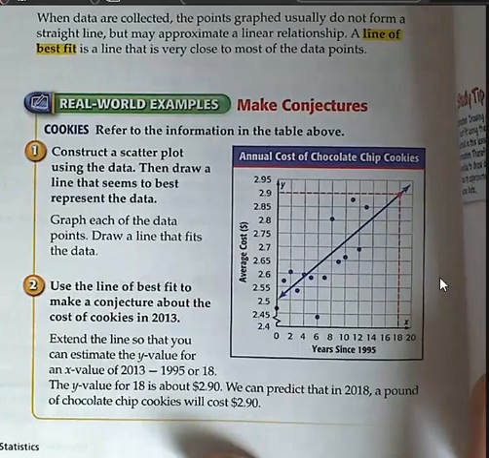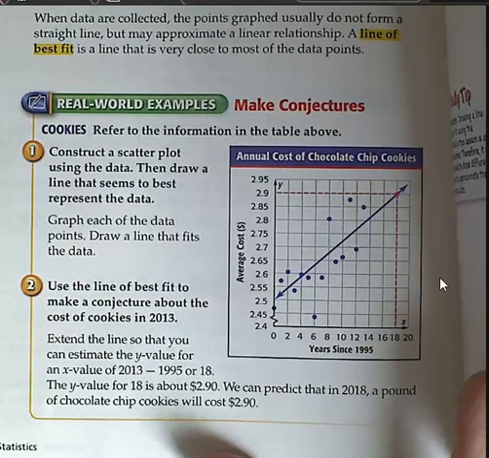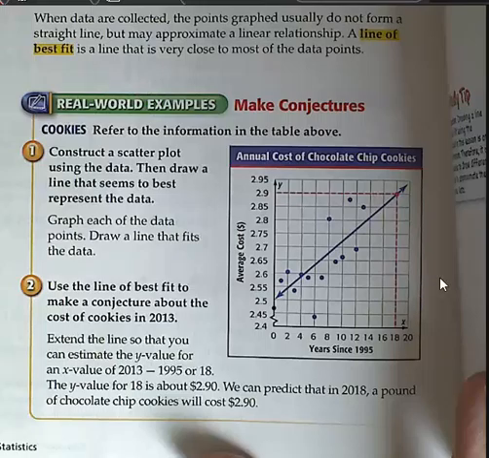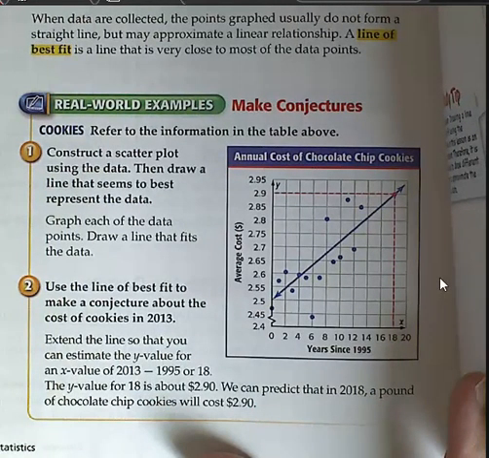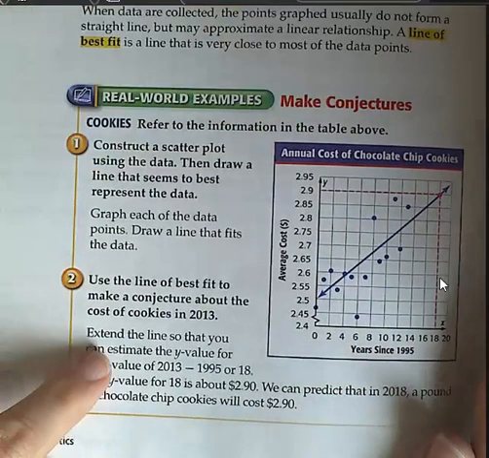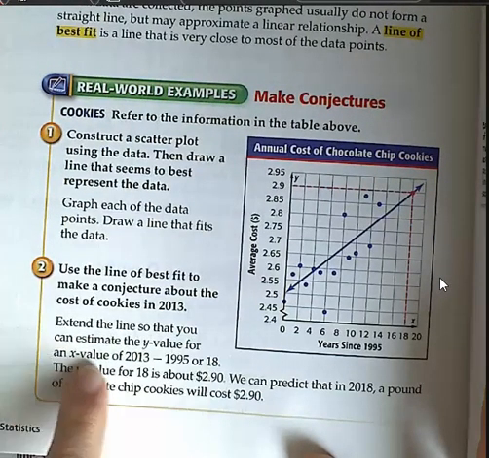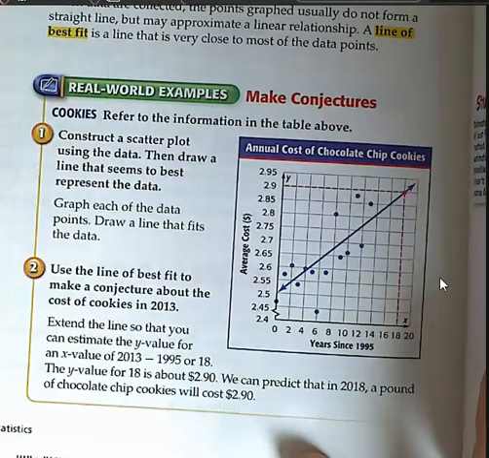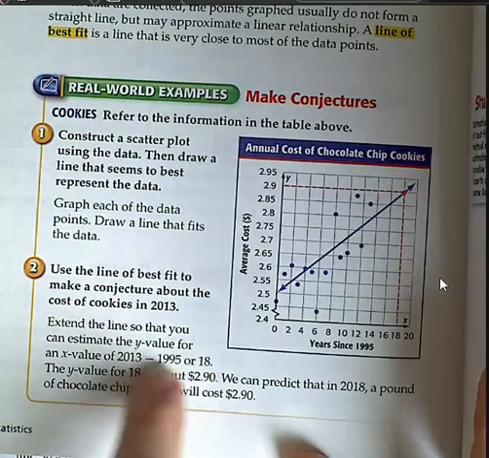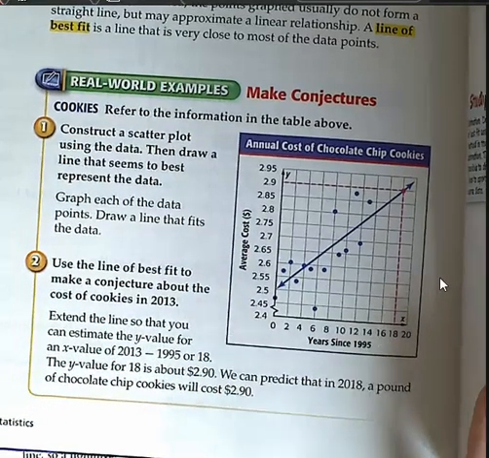Sometimes we use the word hypothesis in science. It's similar, but not exactly. But it's still kind of that educated guess based on the data we have, based on our line of best fit. Because a line has an equation, we can plug in whatever we want and get an answer. And so, on page 620, it has you extend the line so you can estimate the y value for the x value of 213. And it's approximately $2.90.